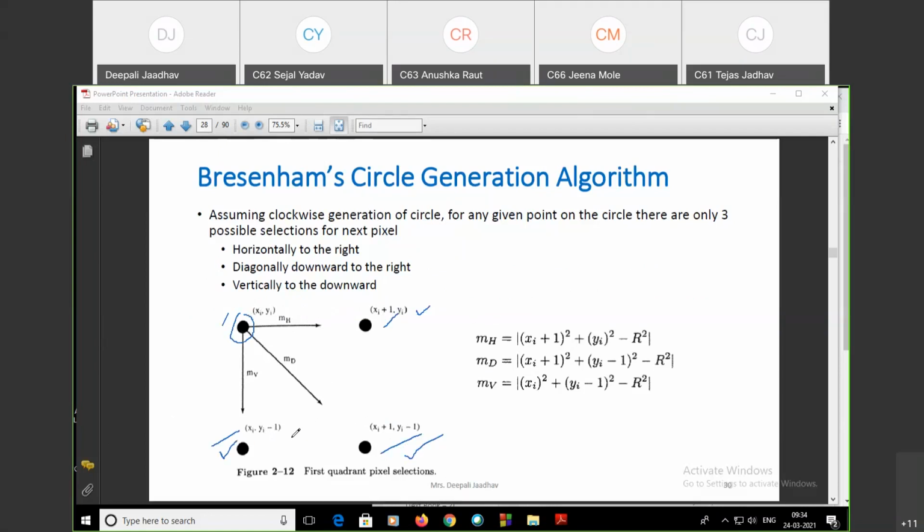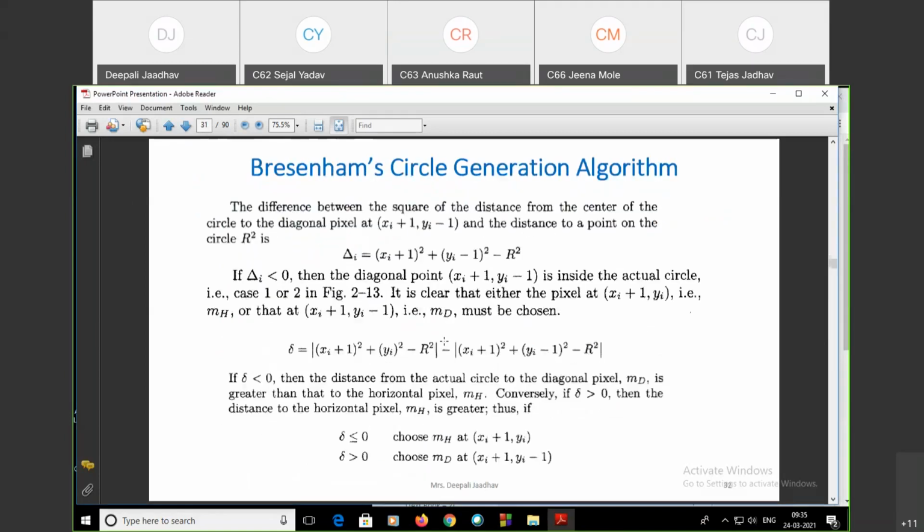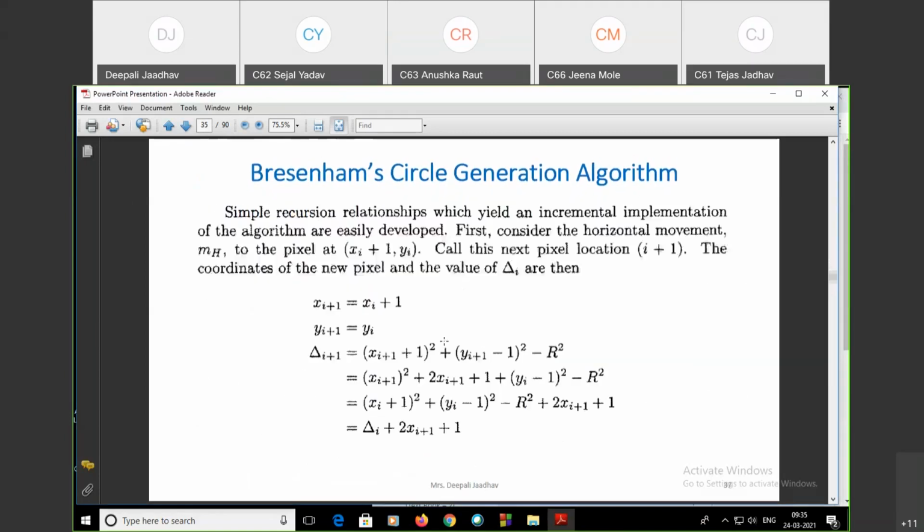So that part we covered at the time of the theory lecture. Again, suppose this is our point on the circle already there. Then the next point to be selected on the circle is MH, MD or MV. MH means horizontal. If we select the horizontal point, then x is increased by 1, y remains as it is. If the diagonal point is selected, then x is increased by 1 and y is decreased by 1. And if we select the vertical point MV, then x remains as it is and y is decreased by 1. So that simple method is used, and for that we have seen the equations.